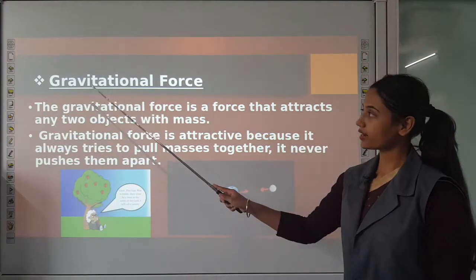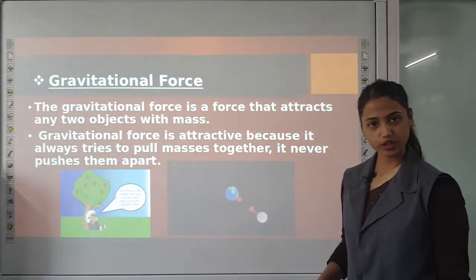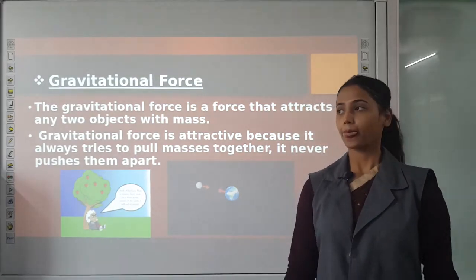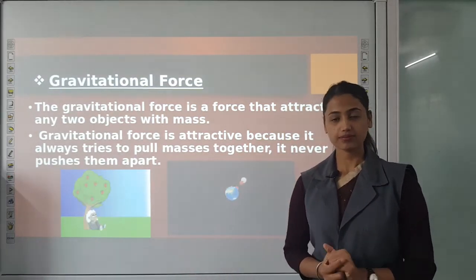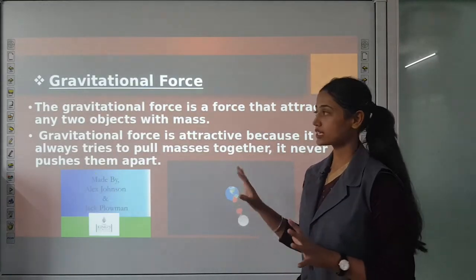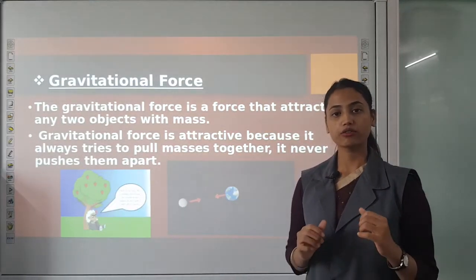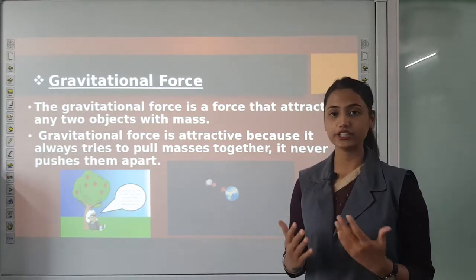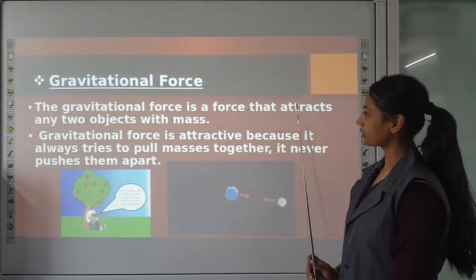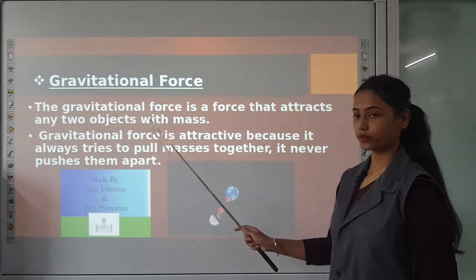The next is gravitational force. Again, you have heard of gravity, gravitational force. So what is gravitational force? In the universe, all objects have some mass. According to this force, objects which have mass attract each other. So the gravitational force is a force that attracts any two objects with mass.